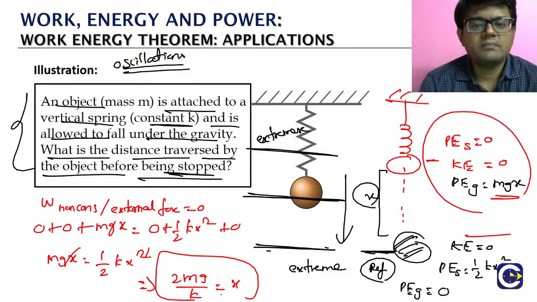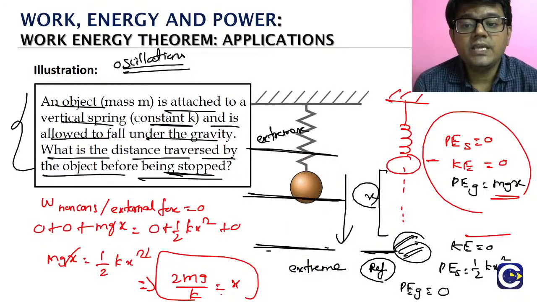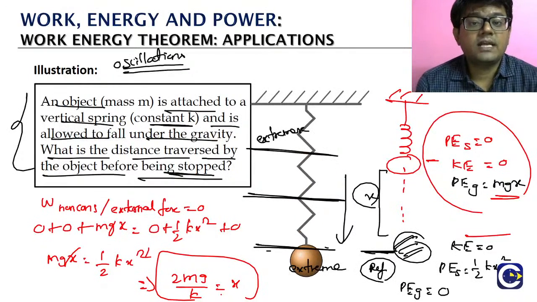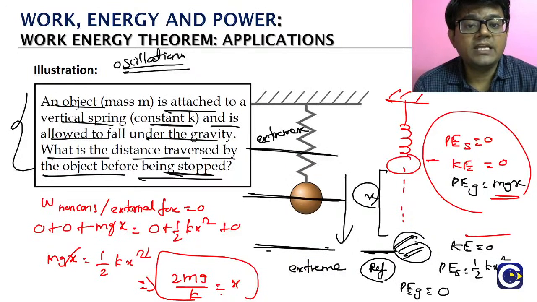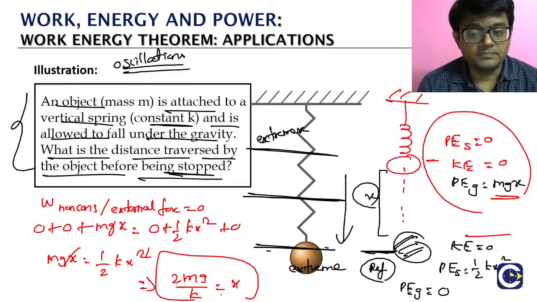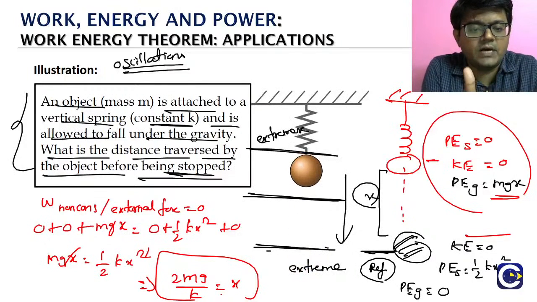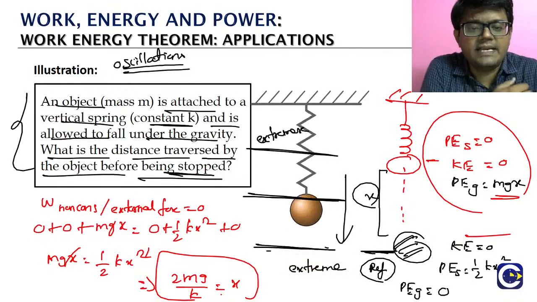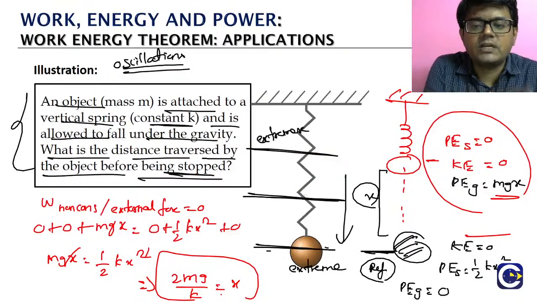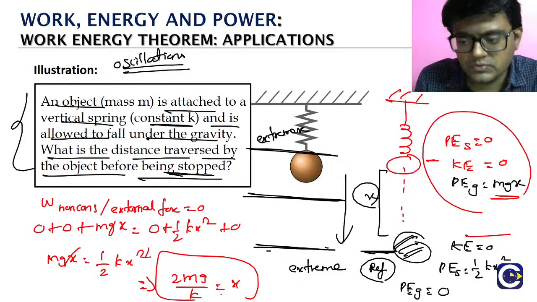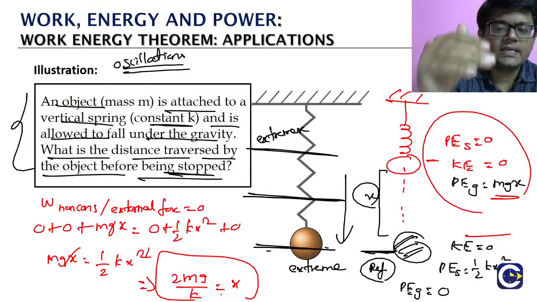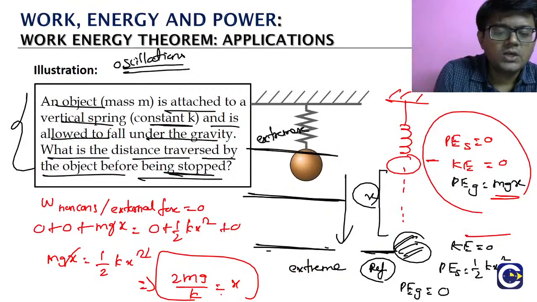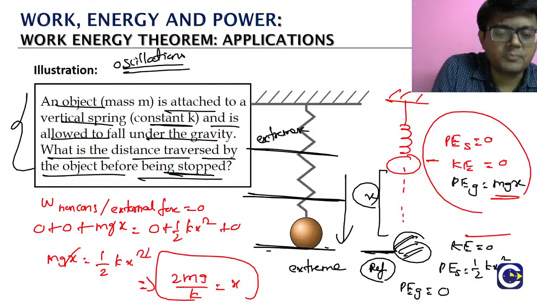In oscillations, what is the main condition? There should always be a force that will try to bring the object back to the equilibrium. So when it is going away from the equilibrium, there will always be a net force acting which will try to bring it back to the equilibrium. Okay? So we are applying the conservation of mechanical energy from the initial point to the final stopping point.